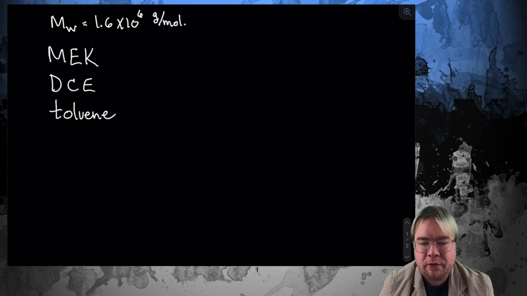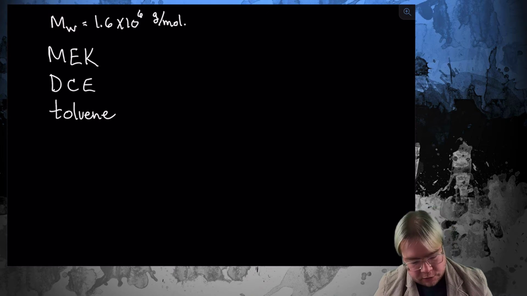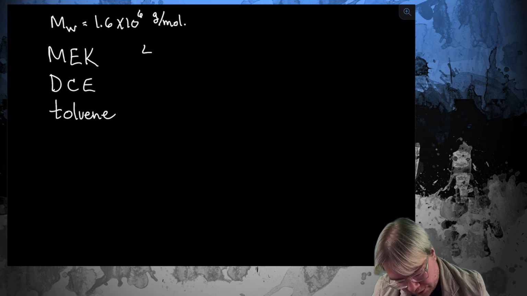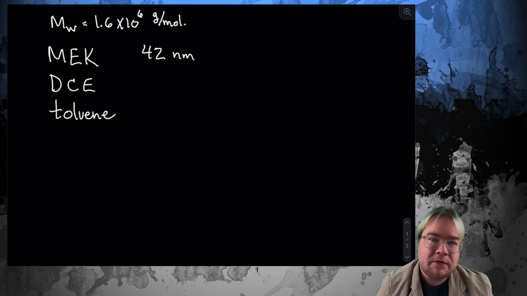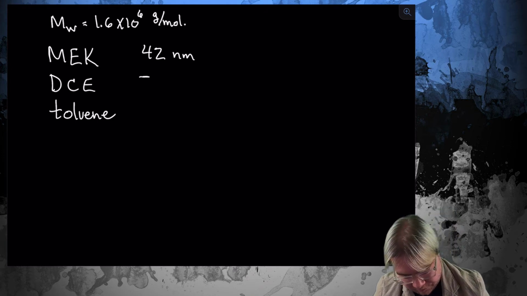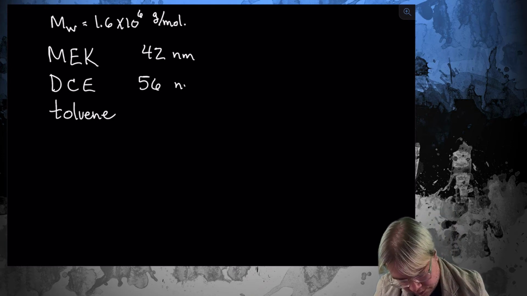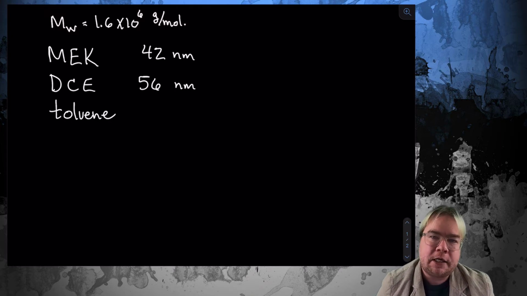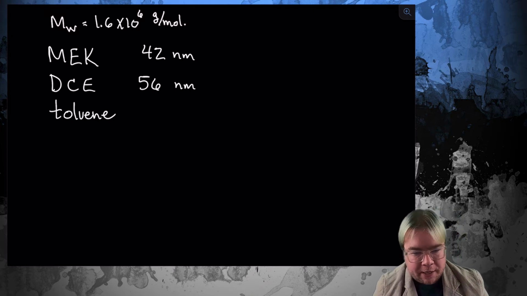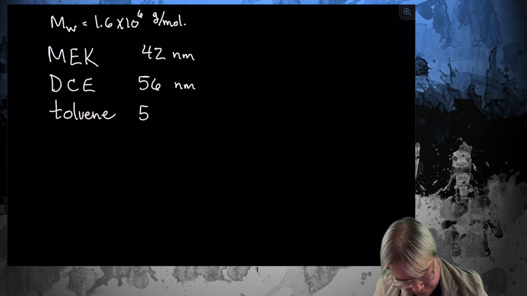And this troubled some of you because you sent me an email saying, hey, what's going on? Some of you actually in your reports pointed out why this happened, but we're going to talk in detail about why this is the case. So for MEK, the radius of gyration was about 42 nanometers. The radius of gyration in dichloroethane was 56 nanometers, so over 10 nanometers bigger. That's a huge change. And then in toluene, it was 53 nanometers.